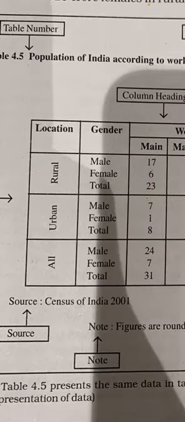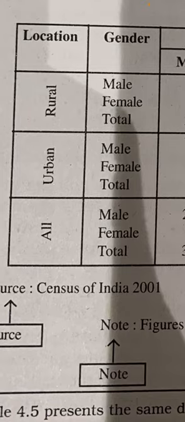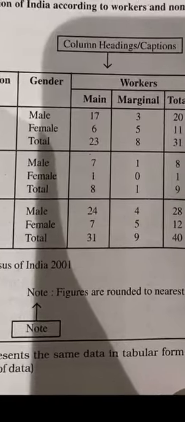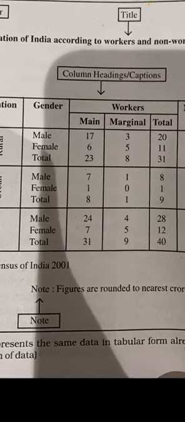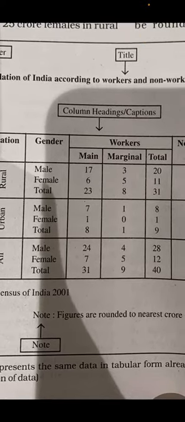Can you see here? Source is written at the bottom of the table. Next is note. Can you all see here, note? Note is the last part of the table, and it explains specific features of the data content of the table which are not self-explanatory and have not been explained earlier.